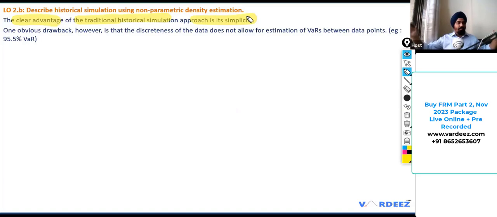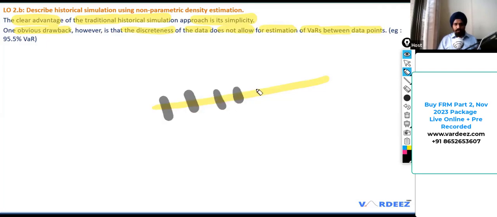Just arrange the data, pick up the percentile that you want, and you have your value at risk. But the obvious drawback to this approach is that the discreteness of the data does not allow for estimation of VAR between the data points. For example, if you have 100 data points, you may have 1, 2, 3, 4, 5, up to 100. You can pretty much find the 95th percentile or maybe the 96th percentile. You can find that, right?